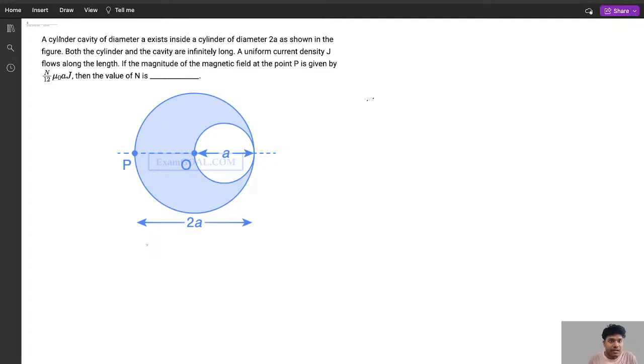Okay, here is our first question, meaning the sixth question. A cylindrical cavity of diameter A exists inside a cylinder of diameter 2A as shown in the figure. Both the cylinder and the cavity are infinitely long. A uniform current density J flows through the length. If the magnitude of the magnetic field at the point P is given by B at P equal to N by 12 times mu naught AJ, that is AJ, right?